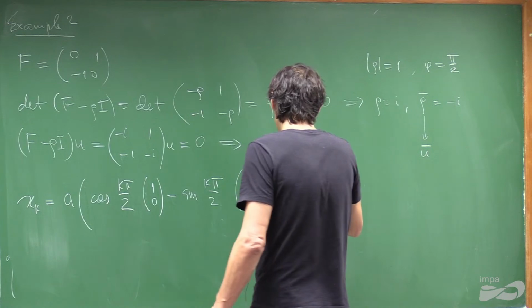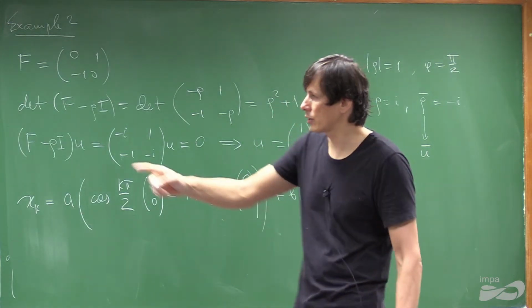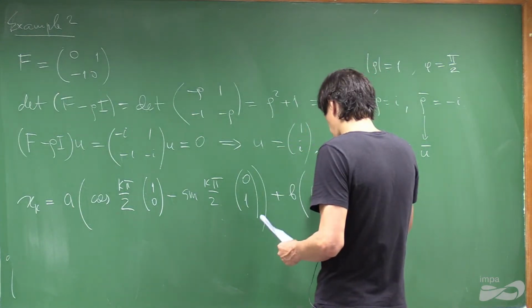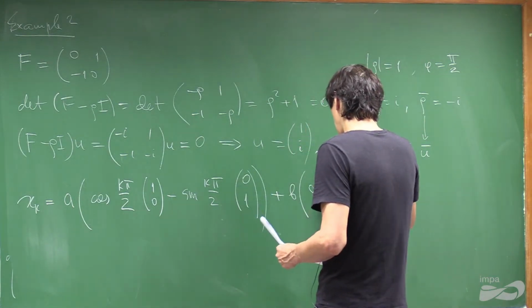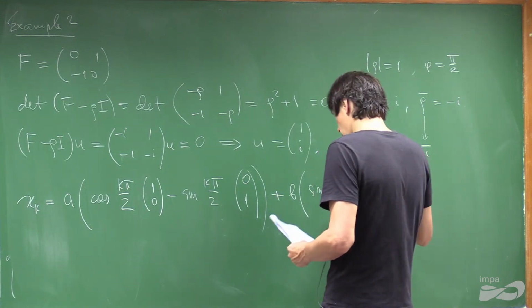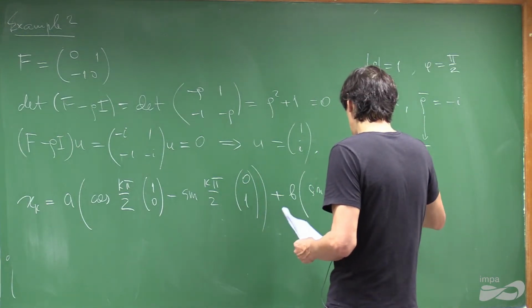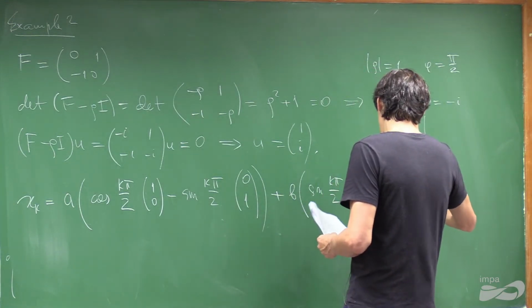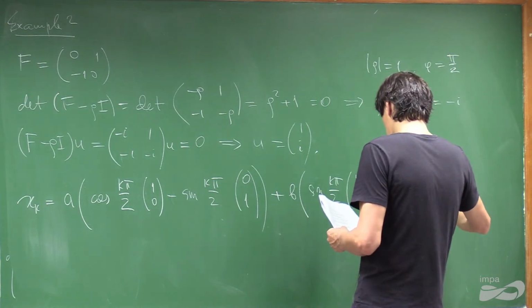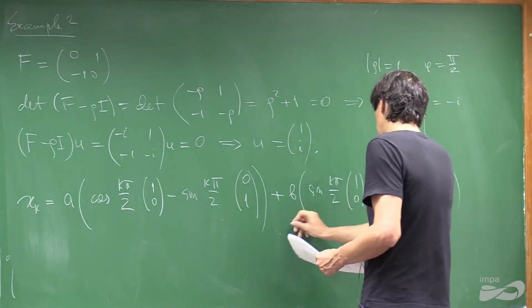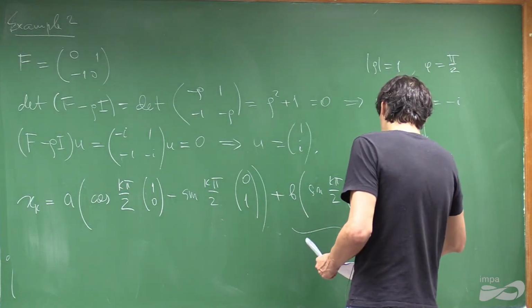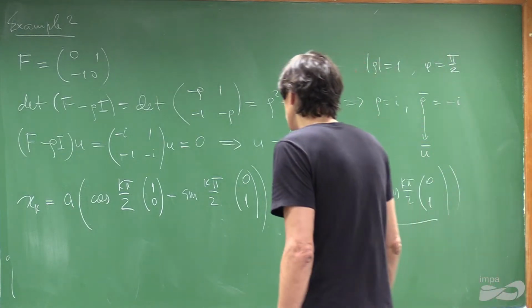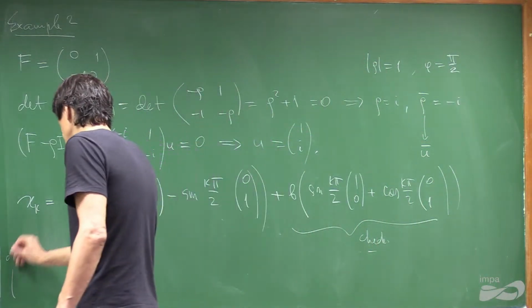and plus b multiplied by the expression that I didn't write. You can check that it will be sine of k pi over 2 times 1, 0, plus cosine of k pi over 2 times 0, 1. So check. So that's also a general solution.